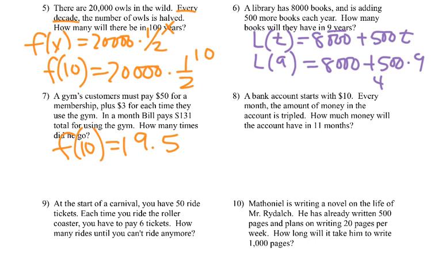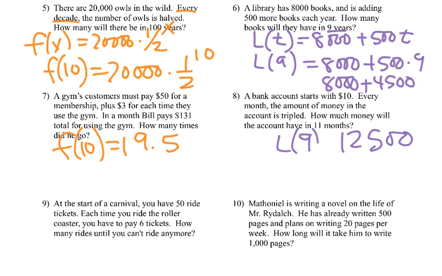Yep, 4,500 plus 8,000 to that, and we get 12,500 books in 9 years if they go at that same rate.